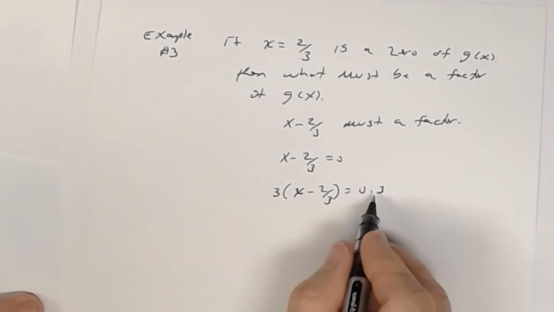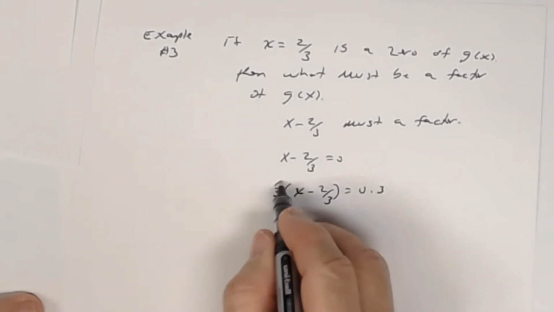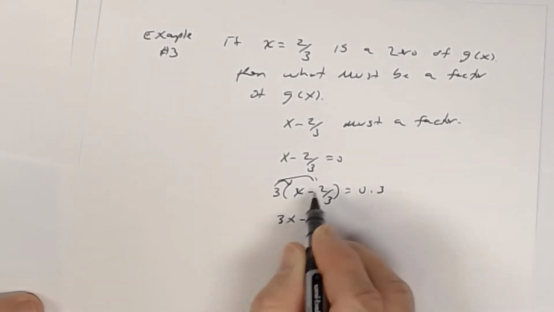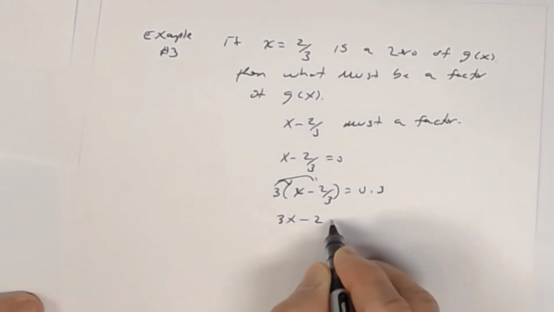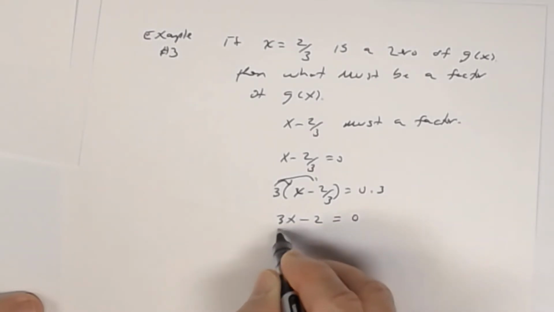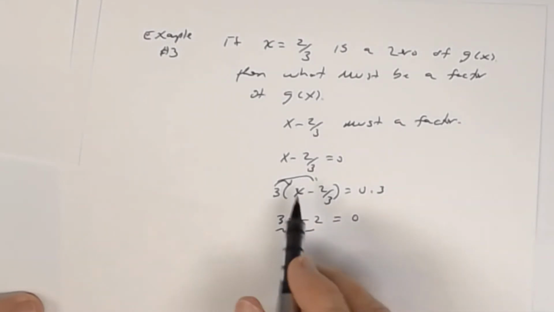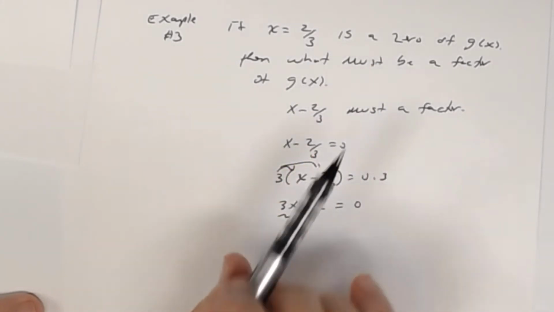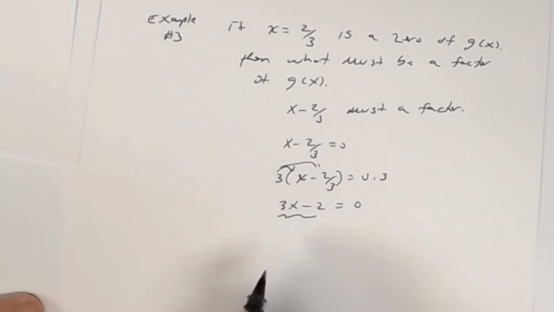Okay, so times 3 times 3. And then distribute. And so I get 3x minus, and then 3 times 2/3 is just 2, equal 0. So here's your other factor. So what we prefer to say is this. If x equal 2/3 is a 0 of g of x, then 3x minus 2 is a factor.